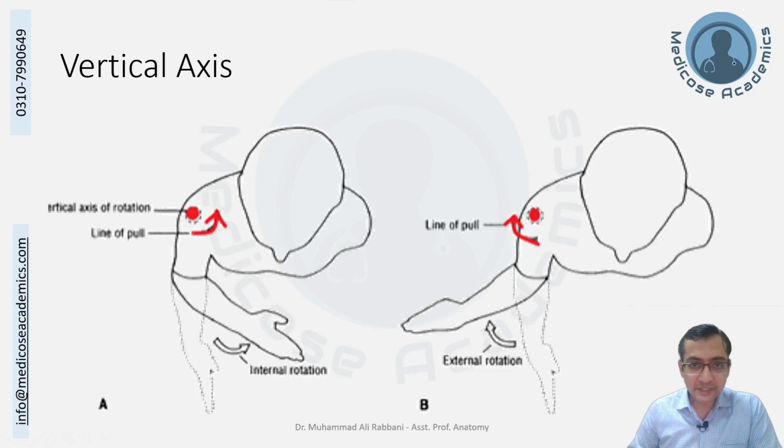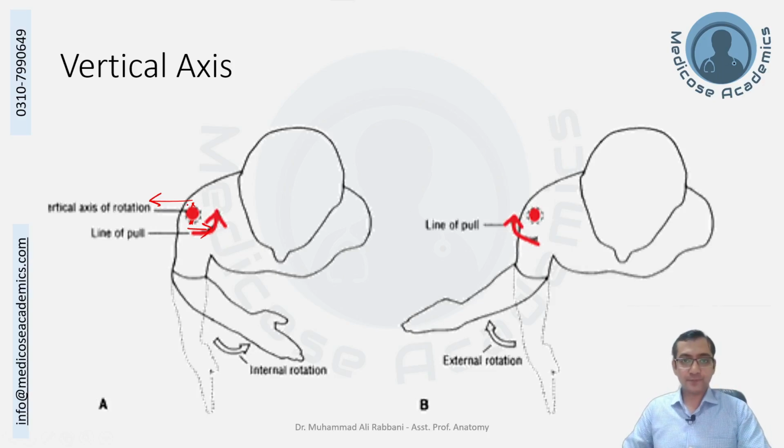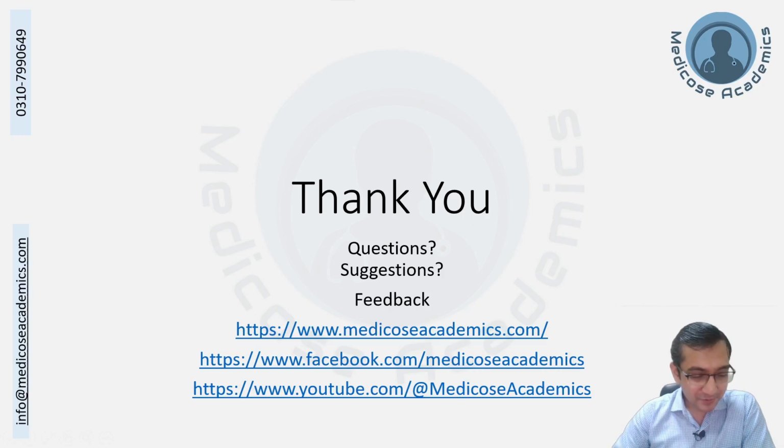So any pull of a muscle that pulls the anterior surface medially will lead to internal rotation, or any pull that pulls the lateral surface outwards, both of these will provide internal rotations. Anything that pulls the anterior surface outwards laterally, or the posterior surface inwards medially, will provide lateral rotation.